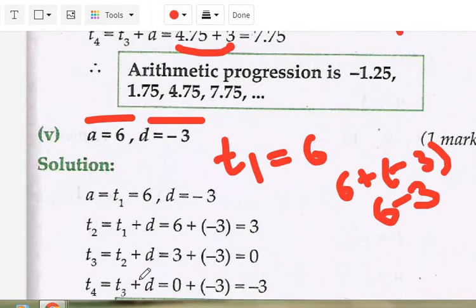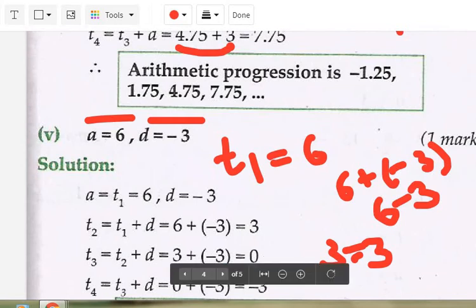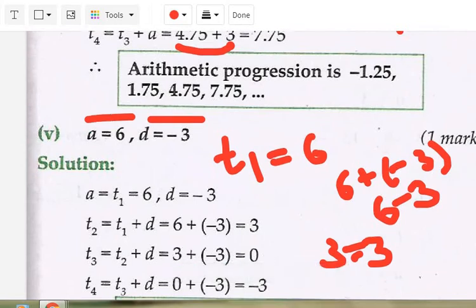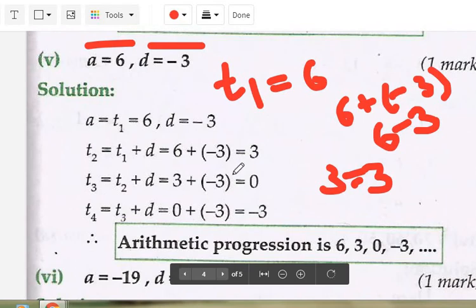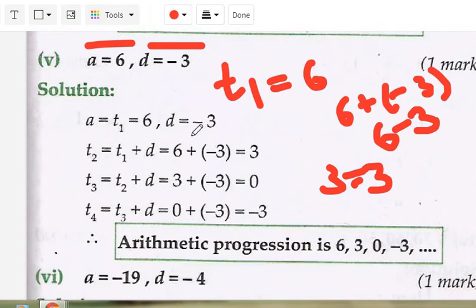t3 is equal to t2 plus d. t2 is 3 plus d is minus 3. Now plus minus is minus, that means 3 minus 3. You understand, plus minus becomes minus, so 3 minus 3, answer is 0. Again t4 is equal to t3 plus d. t3 is how much? t3 is 0. 0 plus d is minus 3, and 0 plus minus 3 is minus 3, and therefore the arithmetic progression is 6, 3, 0, minus 3 and so on.